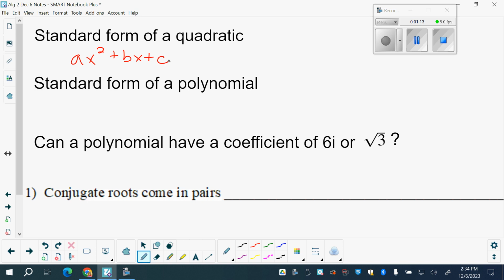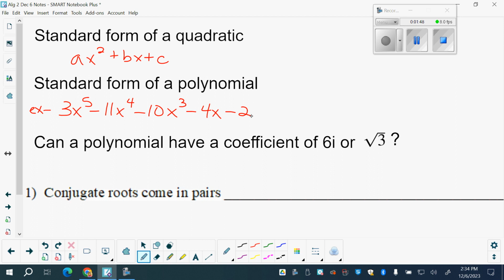If I have an exponent of, say, 5, 3x to the 5th minus 11x to the 4th, these exponents have to go in order from highest to lowest. This is just an example. So those exponents have to be in order for it to be in standard form. Same idea as standard form of a quadratic. You don't have to write this on your paper.